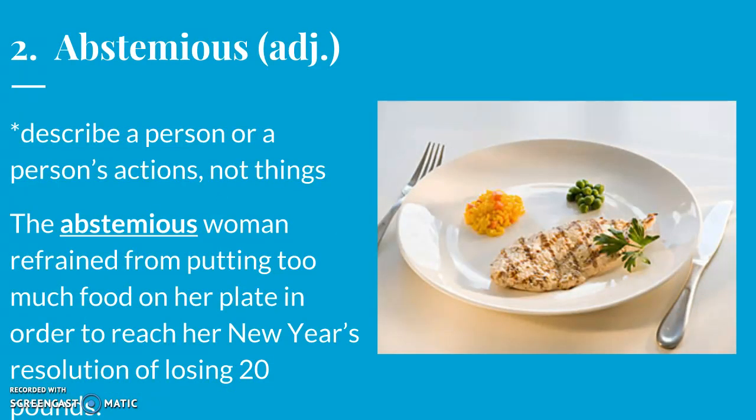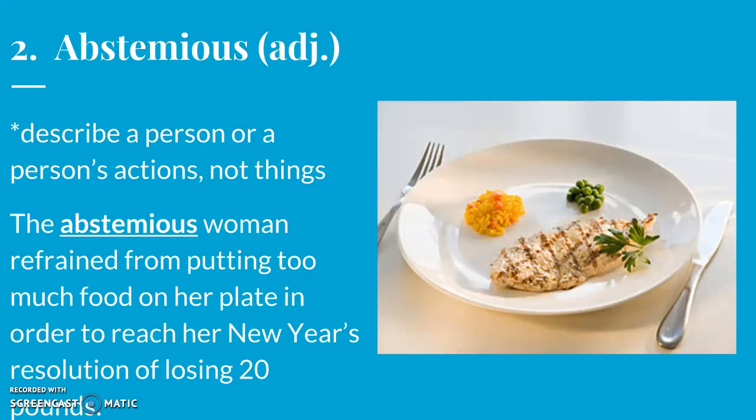Number 2 is abstemious, which is an adjective. The definition for abstemious is not eating and drinking too much, characterized by restraint and self-discipline. So this is a word that is going to describe a person or a person's actions, not things. So if someone is not eating or drinking too much, you wouldn't say that the food is abstemious. You would say that the person not eating the food is abstemious.